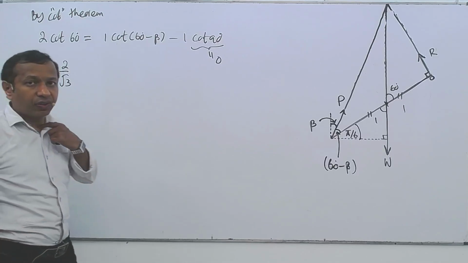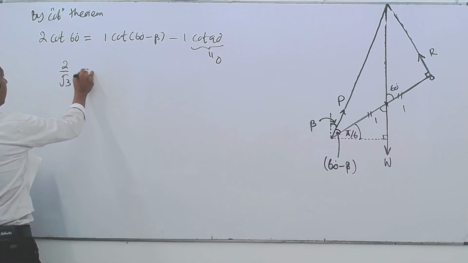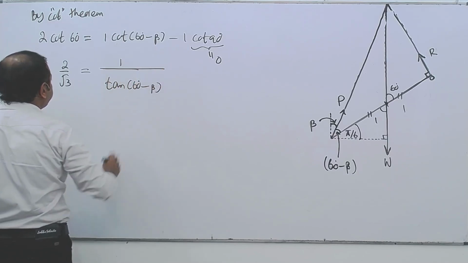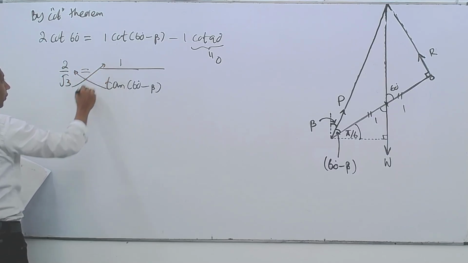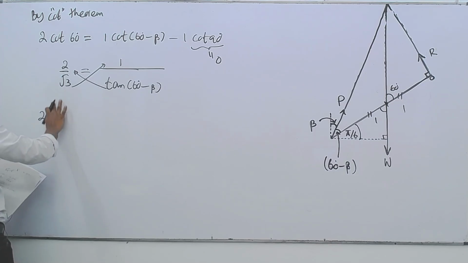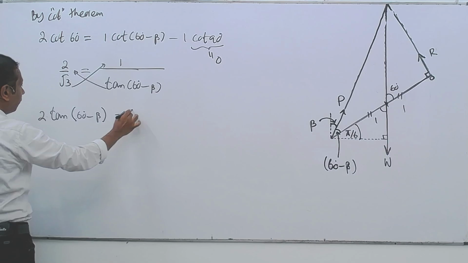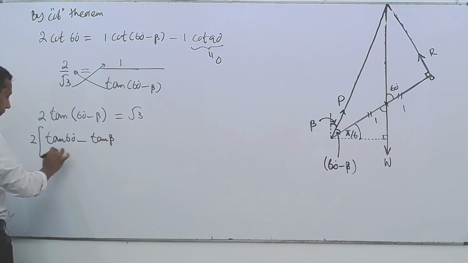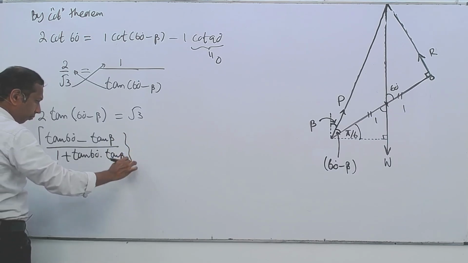Cot 60 you can write as 1 over tan 60, and tan 60 is root 3. This one you can write as 1 over tan (60 minus beta). Then using cross multiplication, 2 tan (60 minus beta) is equal to root 3. You can expand this using tan (A minus B): (tan 60 minus tan beta) over (1 plus tan 60 tan beta) equals root 3.